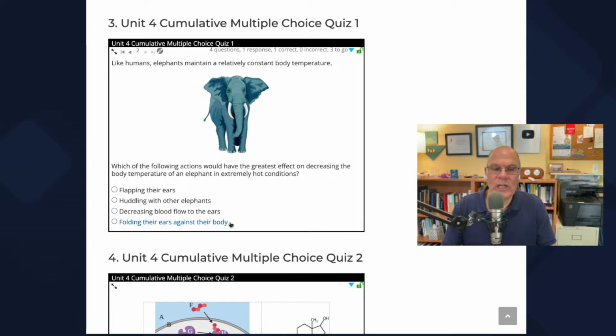What you've got to think about here is surface area. See if I can make this a little bit bigger.